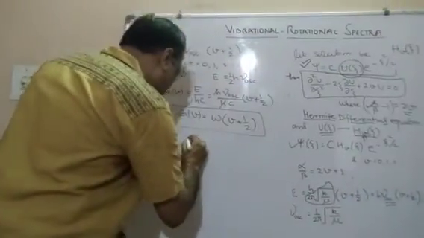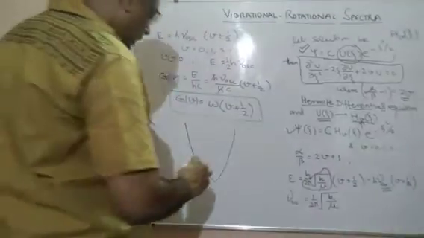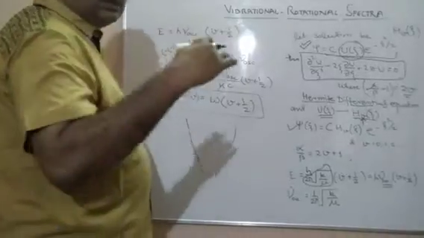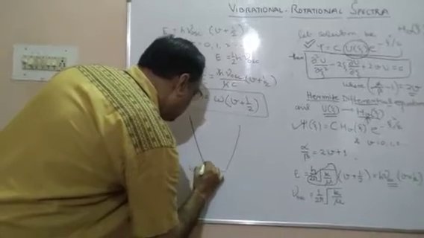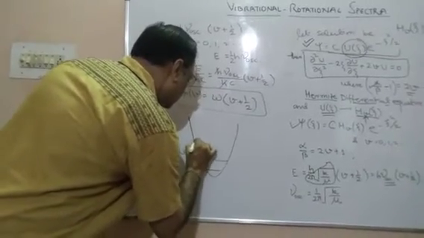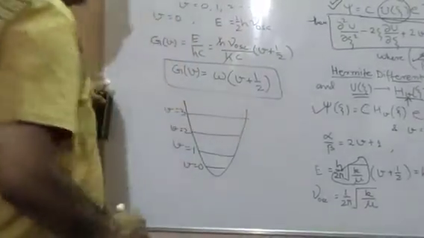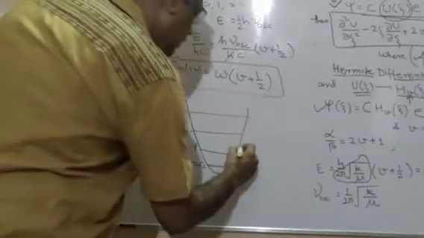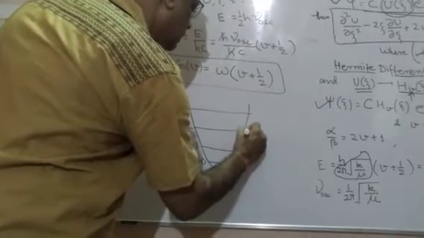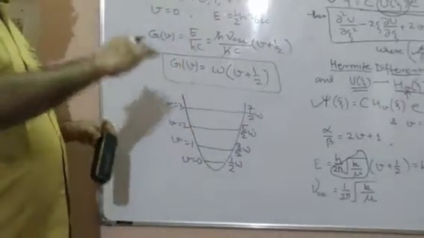If we want to plot the energy terms, we want to find out the energy levels, what we will do, we will take v equal to 0, v equal to 1, v equal to 2, v equal to 3, and that will give the values 1 by 2 omega. Here it will give 3 by 2 omega, then it will give 5 by 2 omega, 7 by 2 omega. So these are equidistant energy level separations.